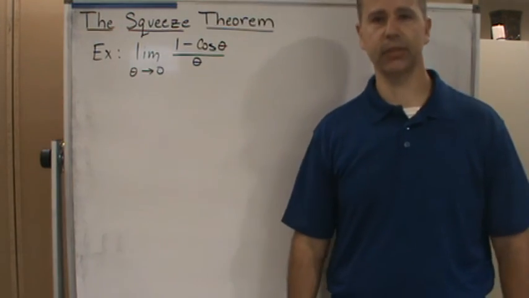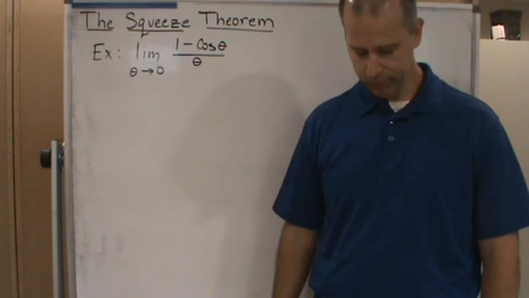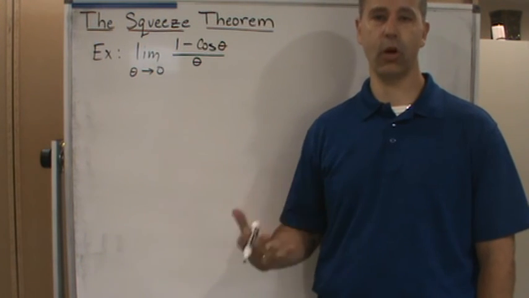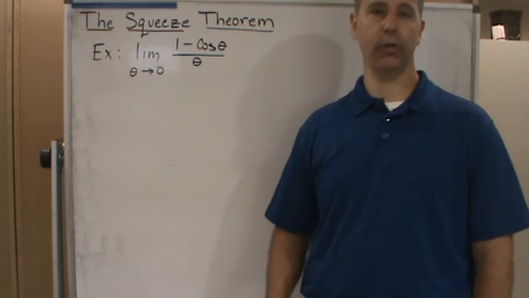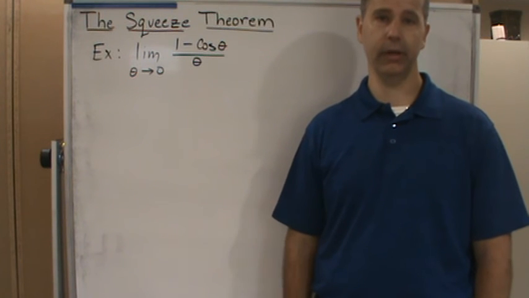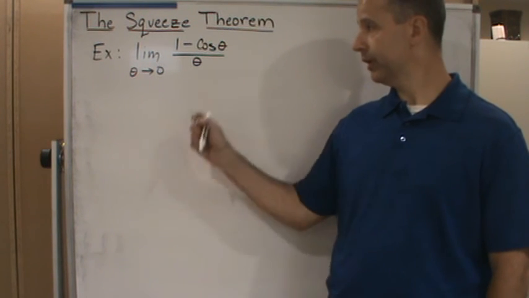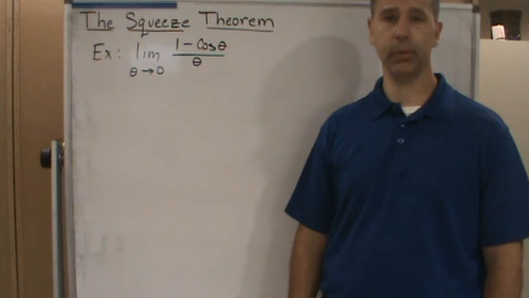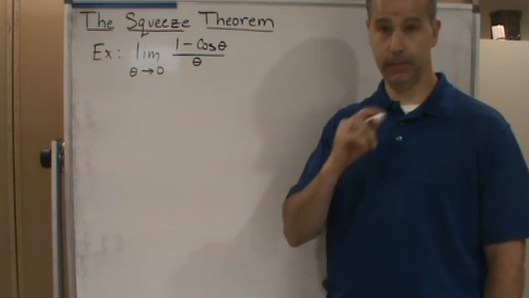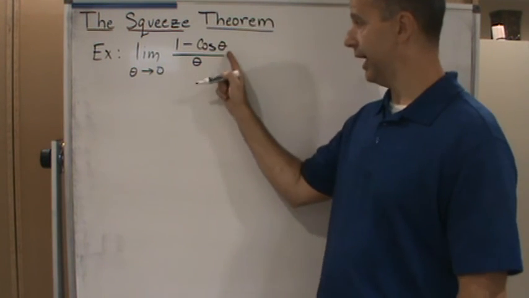Okay, welcome back. We're going to use an example to demonstrate how we can evaluate a limit of a trigonometric function. In this case, we're going to use an identity to help us solve this.